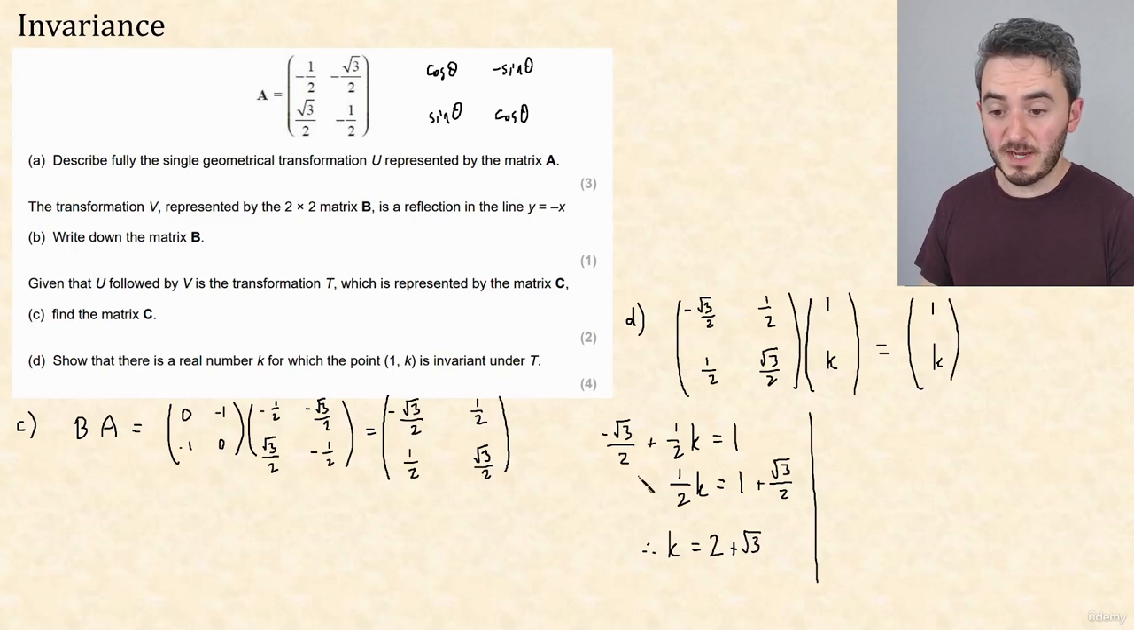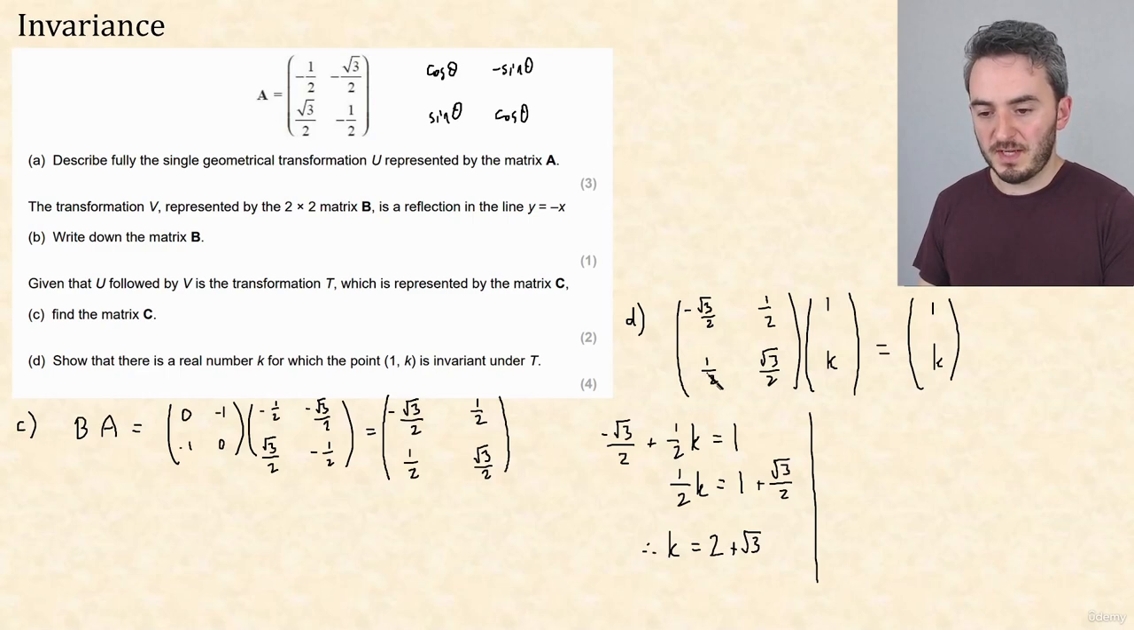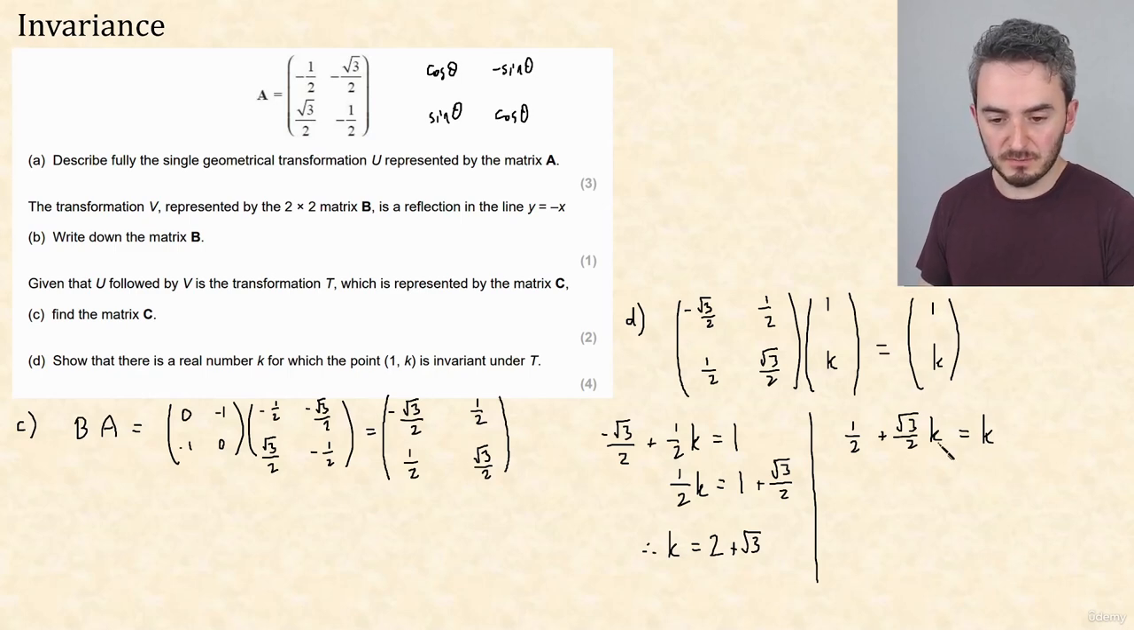If you just try this with any old matrix, you'll sometimes get a different value of k here. But let's see what happens. When we multiply out the second one, we get a half times 1 plus root 3 over 2 k, and we need that to equal k. Okay, well, this looks kind of different, right? Let's see if we can solve it.